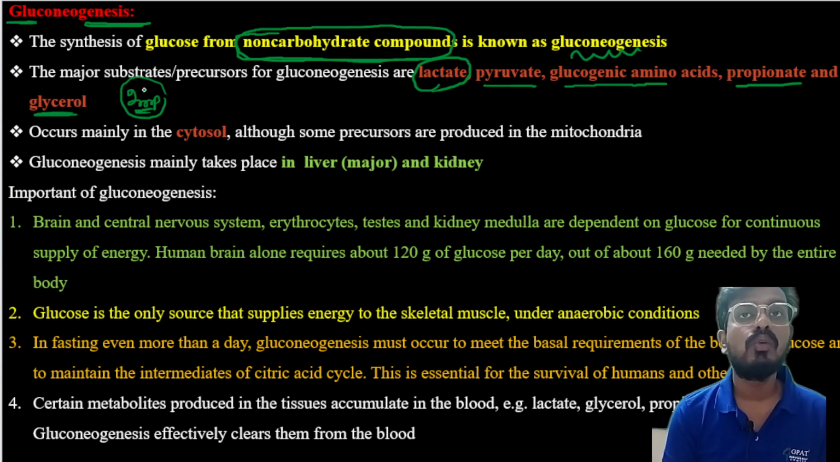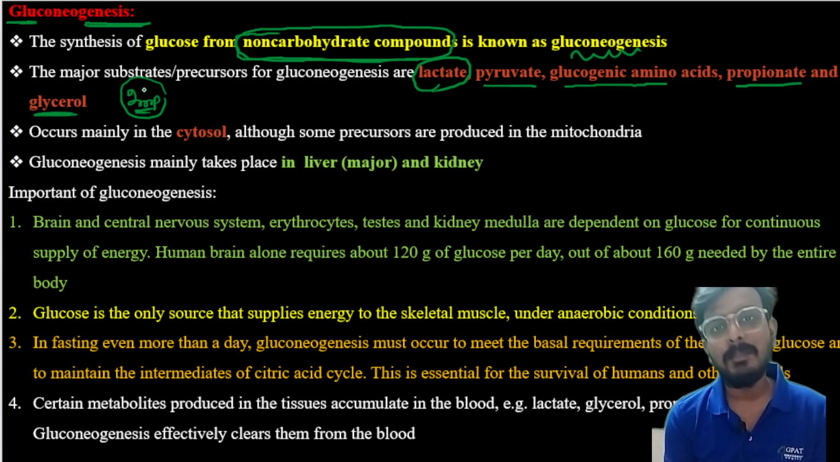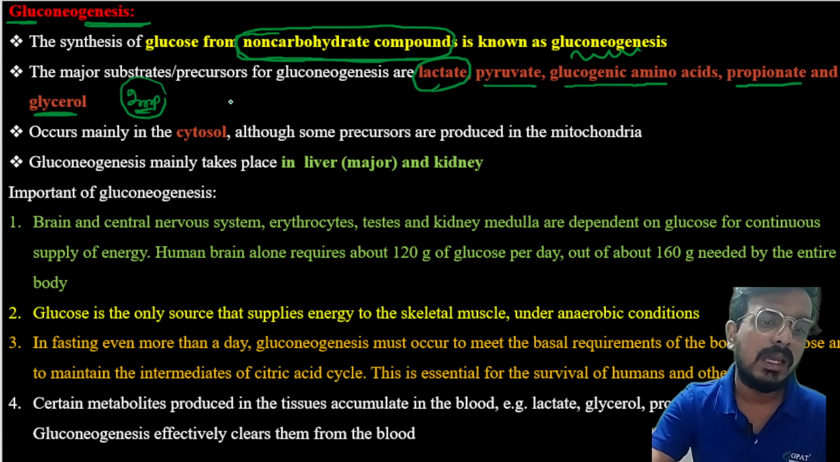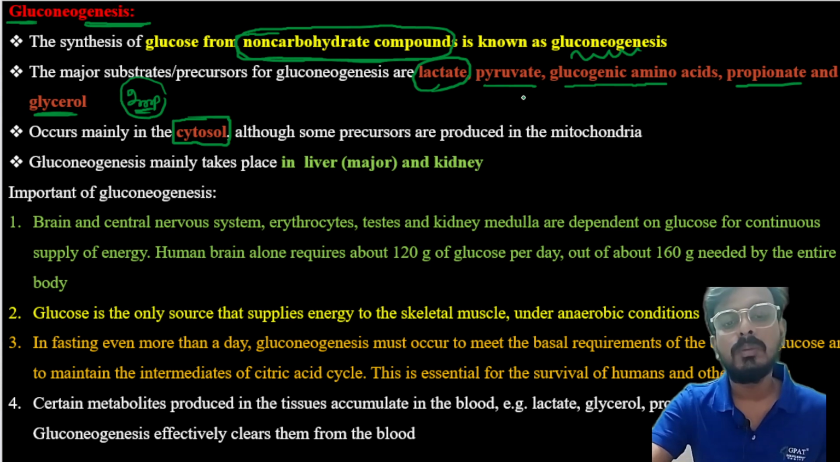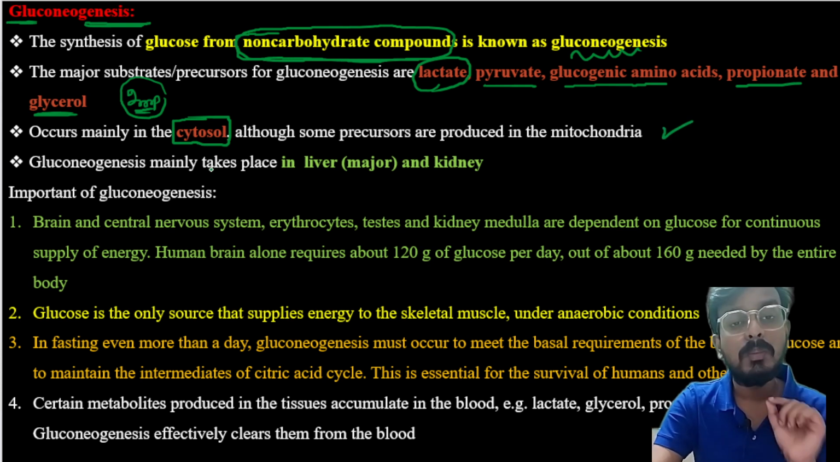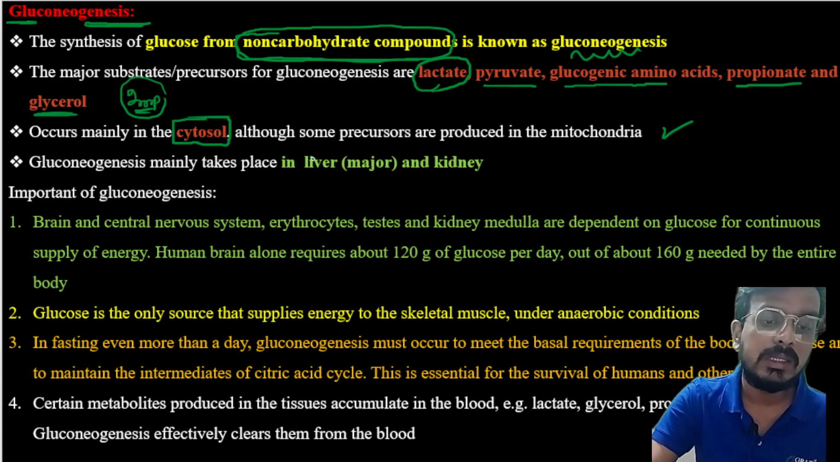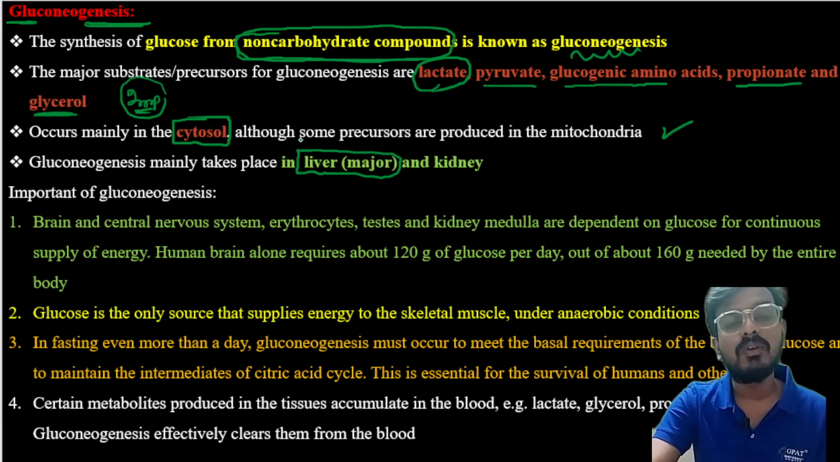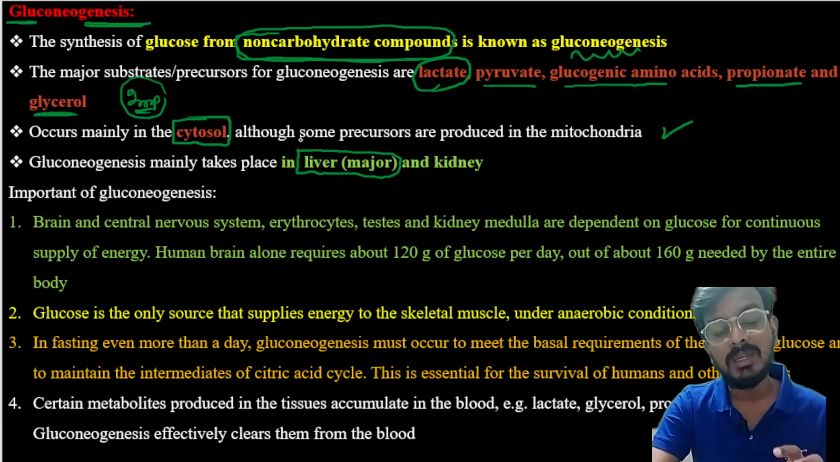Now, about location: I told you that the TCA cycle is carried out in mitochondria. Similarly, gluconeogenesis is basically carried out in your cell cytosol, although some of the precursors are produced in mitochondria. The major location of gluconeogenesis is your liver. This is very important, you can remember: the liver is the major site for gluconeogenesis.